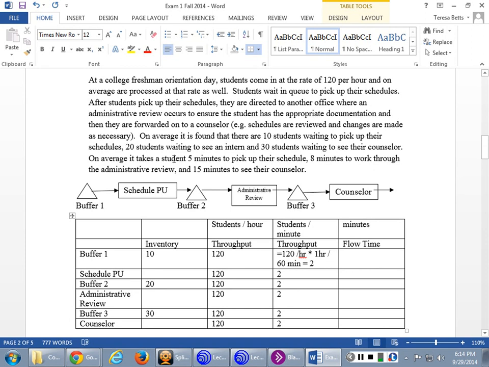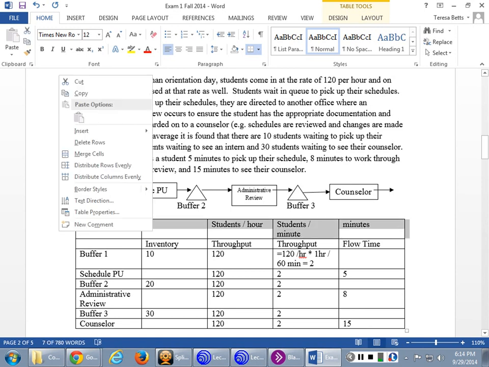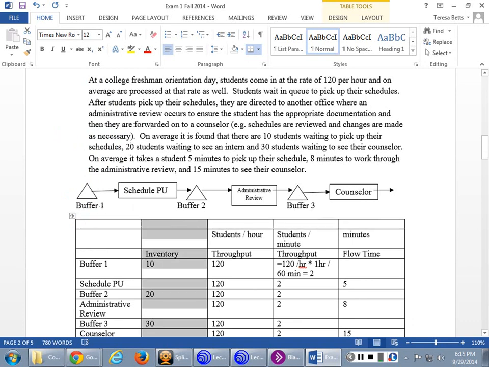And then it says, on average, it takes the students 5 minutes to pick up their schedule. So I've got 5 minutes to pick up my schedule, 8 minutes for the administrative review, right? And 15 minutes to see their counselor, okay? And then when I'm done with that, I have 2 out of 3 for each and every one of these. So I can say that inventory is throughput times flow time, right? And if I need flow time, it's going to be inventory divided by throughput, right? So those are the 2 formulas I need.